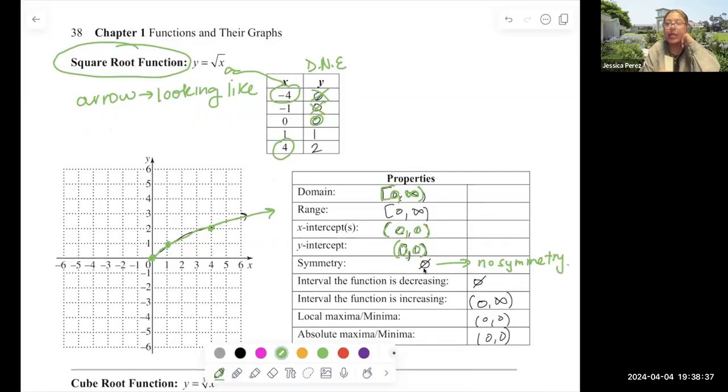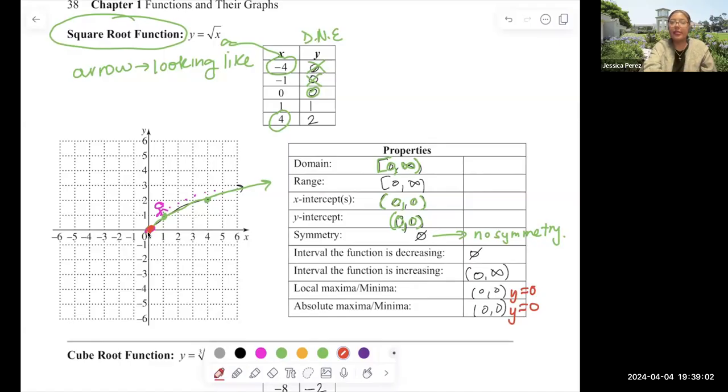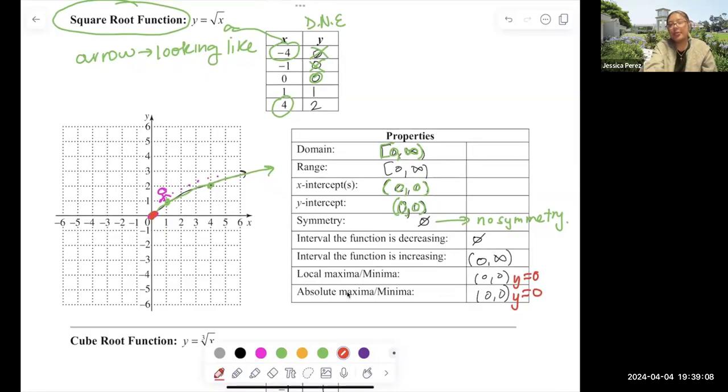Is my function decreasing? No, it's only steadily increasing, from 0 to infinity. It has a local minimum at y equals 0, and an absolute minimum at y equals 0. The lowest point of this is 0. That's the absolute minimum point. There is no absolute maximum, there's only a minimum. There's a local minimum at y equals 0, and there's an absolute minimum, which is at y equals 0.